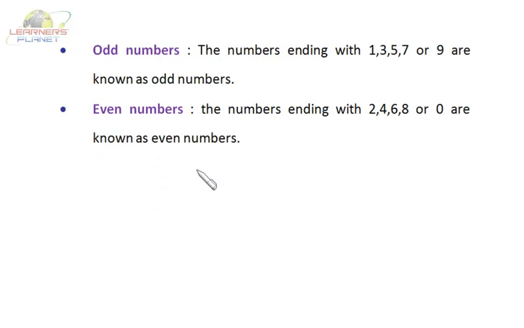Now let's see some new concepts of the session. Friends, do you know what are odd numbers and even numbers? Odd numbers, the numbers ending with 1, 3, 5, 7 or 9 are odd numbers, and the numbers ending with 2, 4, 6, 8 or 0 are even numbers. Suppose I take an example, maybe 2, 3, 4, 5. This number is ending in 5 and the numbers which are ending in 5 are odd numbers.